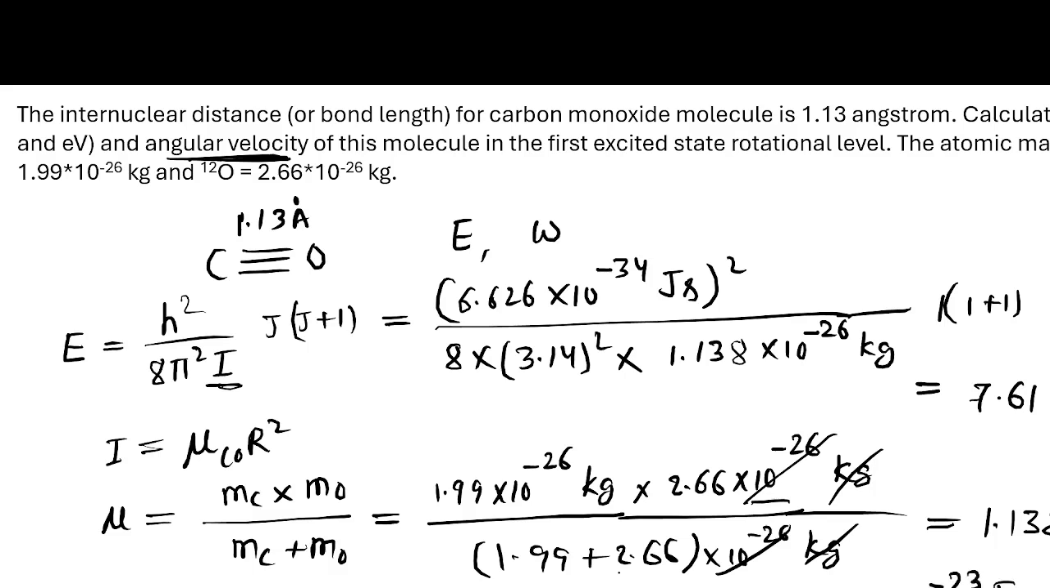So it will be 7.61 × 10 to the power minus 23 joule divided by 1.602 × 10 to the power minus 19 joule per electron volt. So you'll get something like 4.76 electron volt. So from here we calculated the energy.